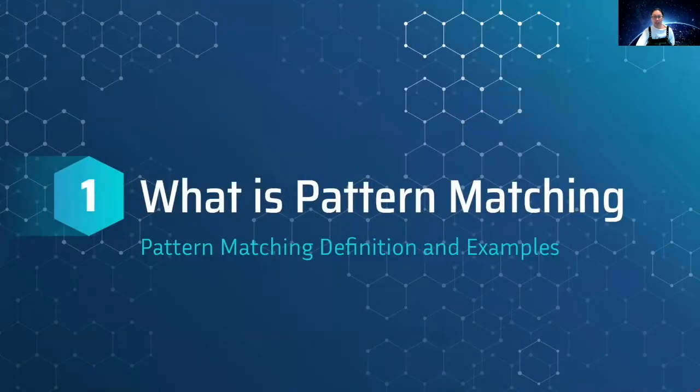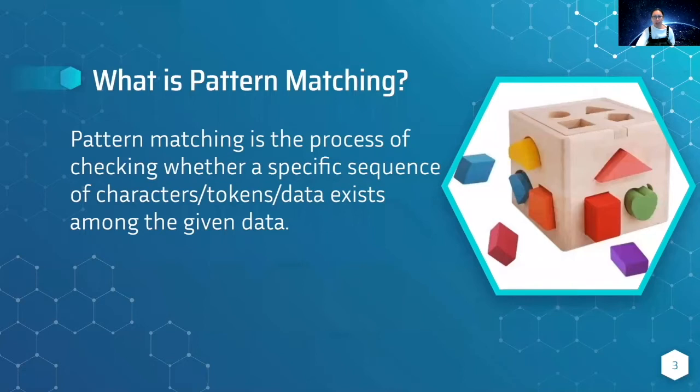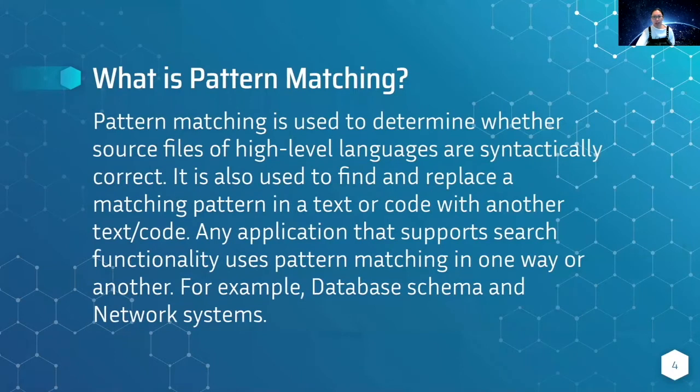What is pattern matching? Pattern matching is the process of checking whether a specific sequence of characters, tokens, or data exists among the given data. Pattern matching is used to determine whether source files of a high-level language are syntactically correct. It's also used to find and replace a matching pattern in a text or code with another text or code. Any applications that support such functionality use pattern matching in one way or another, for example, database schema and network systems.